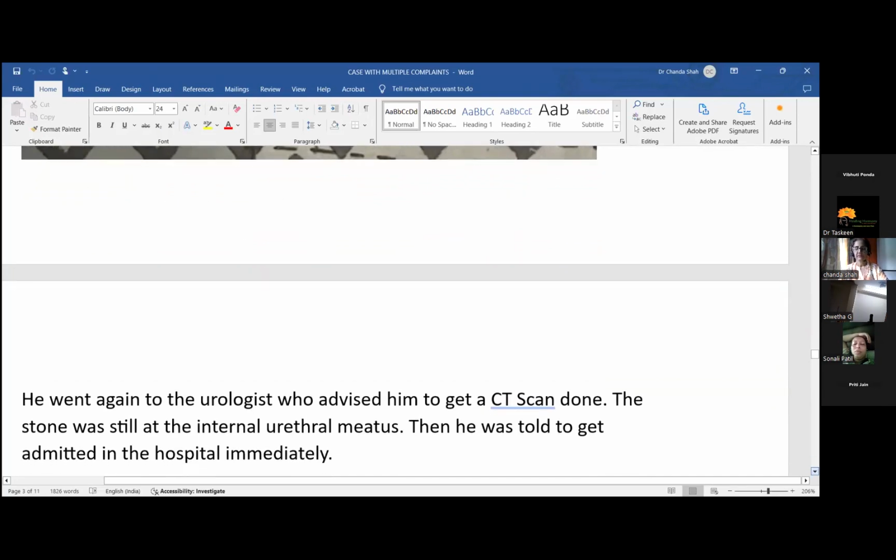That guy advised him to do a CT scan. And the CT scan was done at Breach Candy Hospital. And still the stone was at the level of the internal urethral meatus. So there they told him, now we better get you admitted in the hospital. The stone is not coming out. For 13 days it is stuck there. You better get admitted. We'll remove it. So again, this patient calls me from Breach Candy Hospital. Now doctor, these people are telling me to get admitted. What do I do? By now I was really fed up of this guy. I had told him, don't go, but still he went. I said, okay, do what you like.